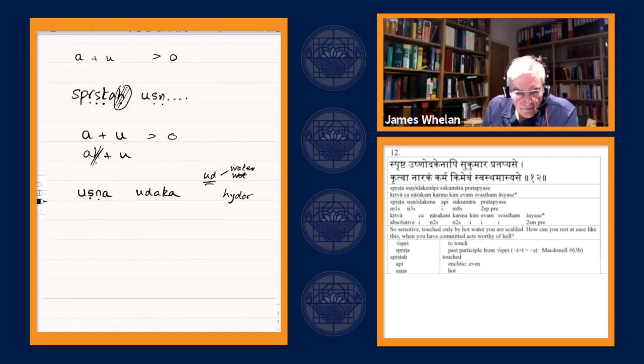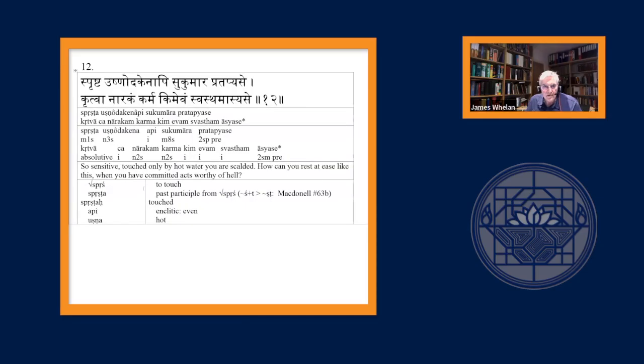Now here, ushnodakenapi. Here ushna udaka, the ushna does indeed in its stem form end in an a and it's followed by an u, and therefore it has become an o. And if you see in the text here, that is why sprishta ushna remains a u, because it's originally with a visarga, but ushna udaka, no visarga, just a merges with the u to become an o. So ushnodaka.